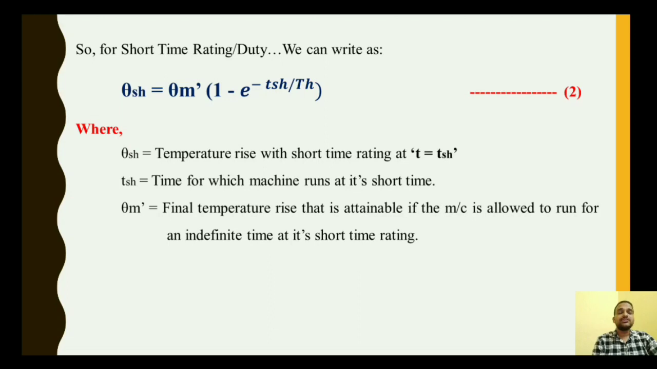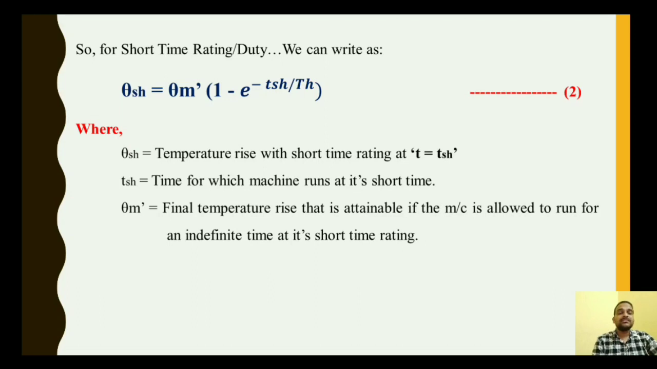So similarly for the short time duty we can consider theta sh, where sh stands for the short time quantity. So for the short time rating we have to consider theta sh, where theta represents the temperature and theta sh represents the overall temperature of the machine for the short time rating only. So here we can write theta sh equals theta m dash in bracket 1 minus e to the power minus t sh by th.